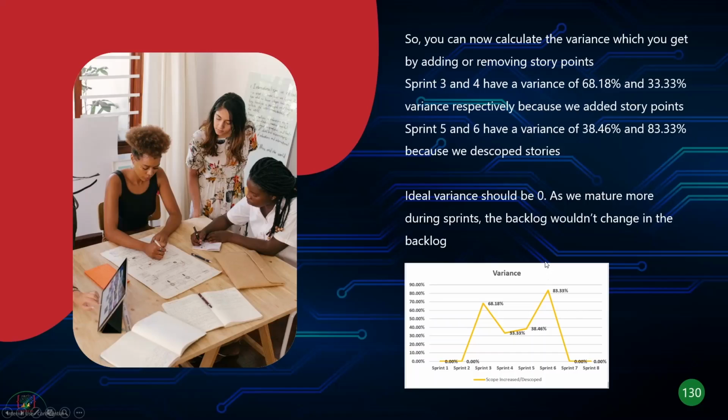Now the ideal variance should be 0, right? That you should not make any changes to your stories once the sprint has kicked off. It should be 0. But sometimes, usually, especially when your team is new, the process is new, you might be adding or removing stories, so you might have some variance. But as your team becomes more mature, your variance will usually stick to 0%. So you're not making any changes to your sprint. You're not adding any stories, you're not removing any stories. And that's a good measure to see how mature your team is.